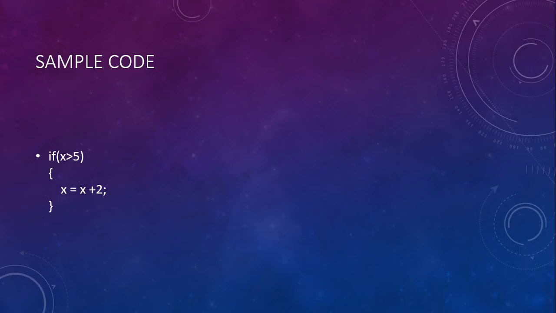All right, here's a quick sample code that shows in this case I don't need an else. So here I have if x is greater than 5, x is equal to x plus 2. And you notice in this case, it just checks to see if x is greater than 5. It doesn't care about when x is less than or equal to 5. It only cares about when x is greater than 5.